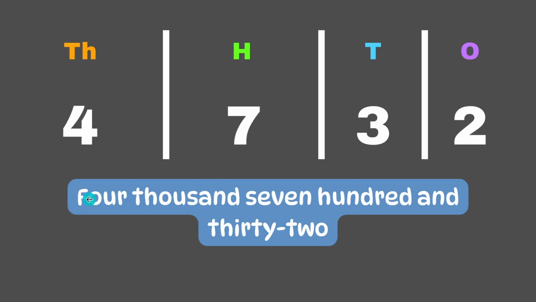Here is an important rule while reading numbers. We say 4,000 and not 4,000s. We read 700 and not 700s. Whenever a number comes before the words 1000 or 100, we do not add the s.